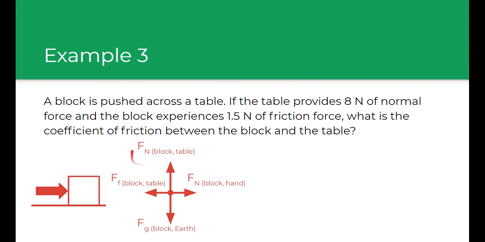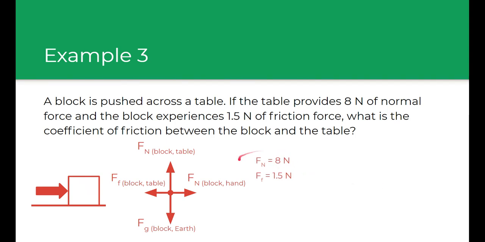So we're really focused on the normal force by the table and the friction force by the table. And you can see how both of these forces in their subscripts have the same object that they're on, which is the block, and the same object that they're by, which is the table. That will help us avoid choosing the wrong normal force if there is more than one in a problem.